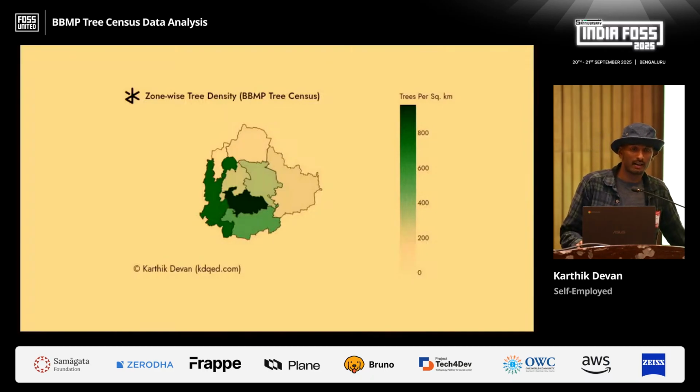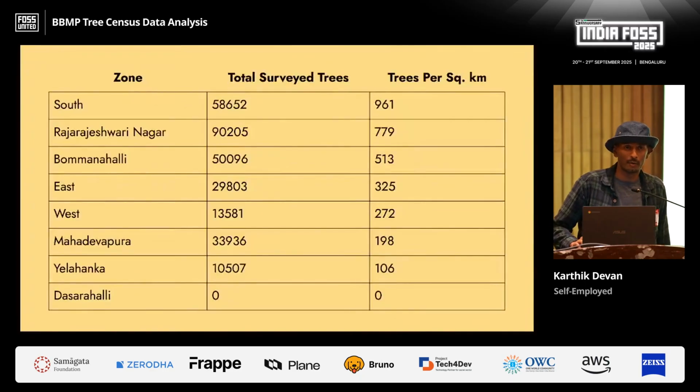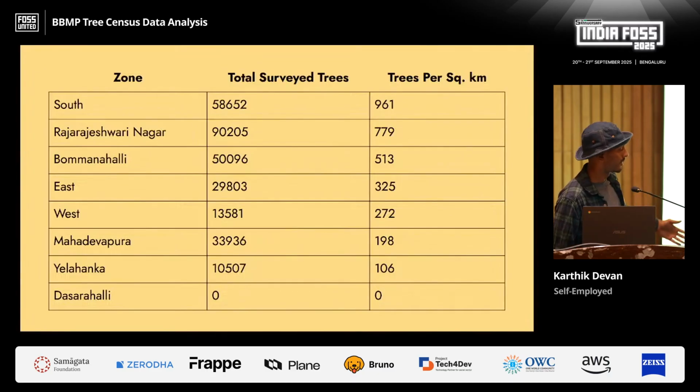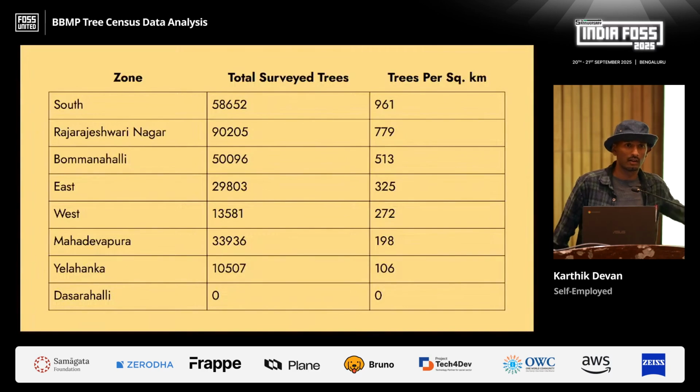I mean, definitely, it doesn't mean that there were no trees there. We just don't know. Maybe they didn't bother to go out and do the census, or I don't know what's going on. And this is the data in terms of numbers sorted by trees per square kilometer. You can see that South and Rajarajeshwari Nagar have the most.